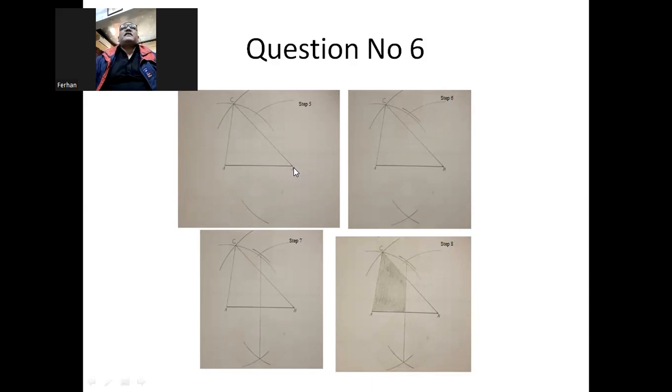Put the needle of the compass here. Open it more than half of AB. Put an arc here. Put an arc here. Then take A as the center. Draw an arc here. Draw an arc here. Then join these 2 points with each other. This is your perpendicular bisector. Then he said the point is nearer to A and it is inside the triangle. So we will shade that region inside the triangle and nearer A, that's the region which you have to shade.